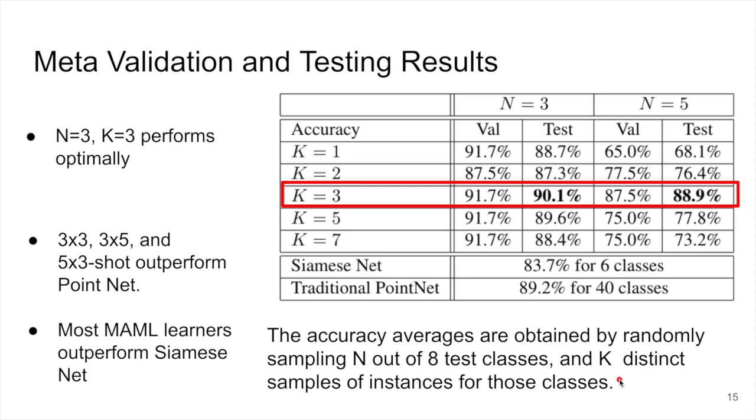In contrast, the traditional PointNet would need to be completely retrained from scratch, taking hours or days to learn just one extra class. We also report meta-test accuracy on 6 classes for Siamese networks, which we note to be lower than the supervised results and most results from MAML. The comparison against Siamese networks is more exact, as both are meta-learning methods.